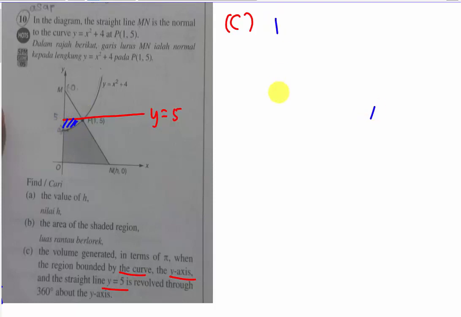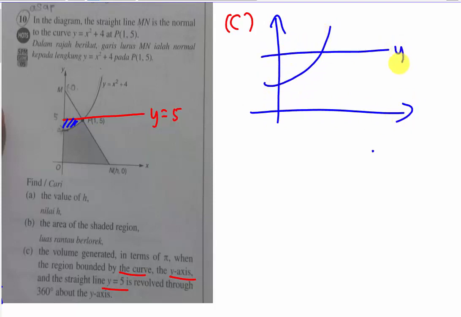So maybe I sketch this out just to help you understand a bit. Something like this, and then you have y equals 5. This is the curve. So they are saying this part, which is the blue area I shaded here. This equation is y equals x squared plus 4, and then it's revolved through 360 degrees about the y-axis. So this area is going to rotate 360 degrees about the y-axis.